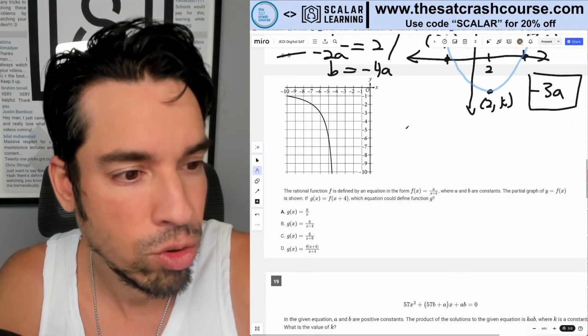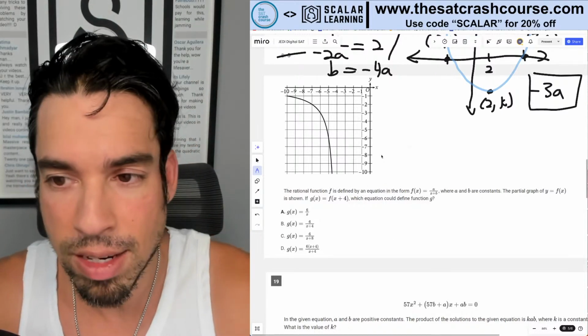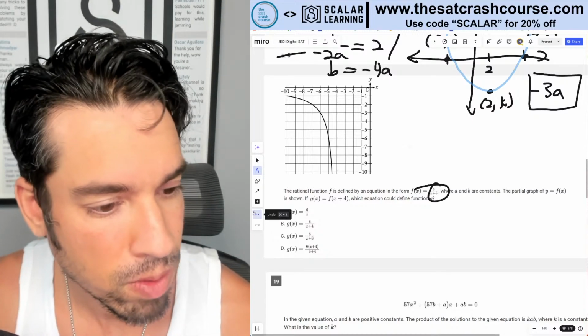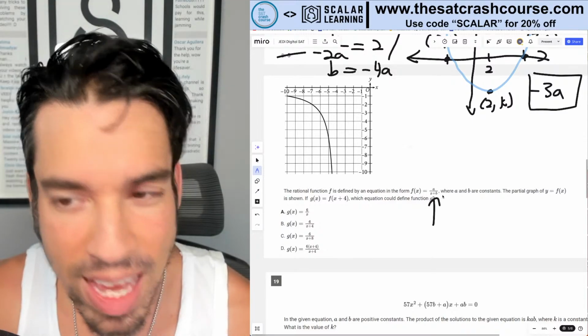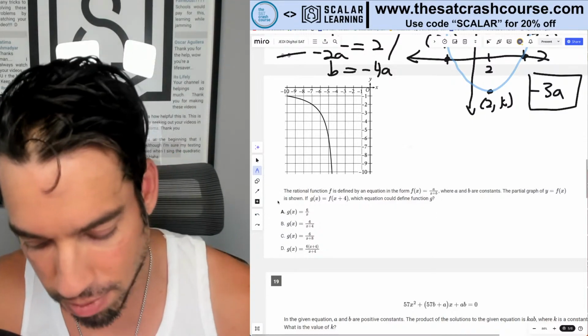Anyways, let's get back to this problem. So, rational functions. A couple of things I talk about in that video about rational functions: the first thing to remember is that the denominator tells me where my vertical asymptote is. All these rational functions are going to have a vertical asymptote.